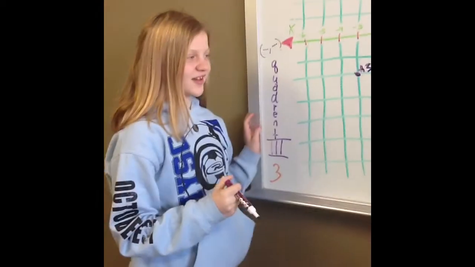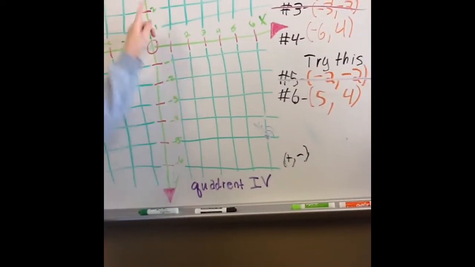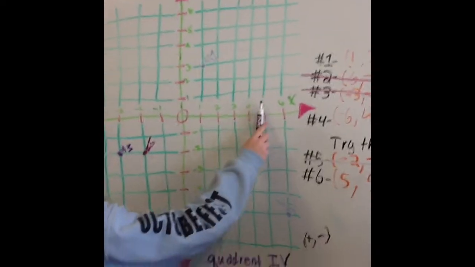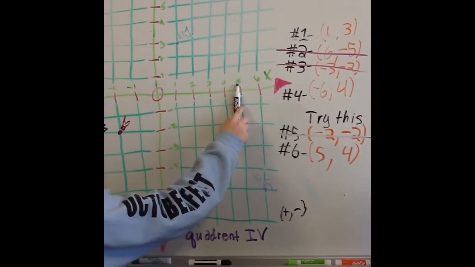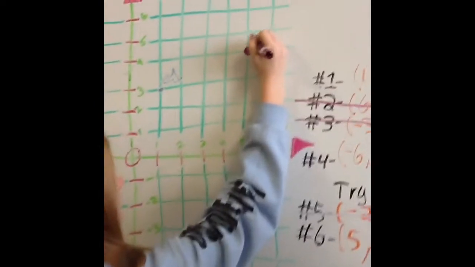Good job, Caitlin. Okay, now we're going to do number 6. It's positive, positive. So first go into quadrant 4. No, quadrant 1. And then go 5. It's the first number. And then go up 4. So it'll be right here. Good job, Caitlin.